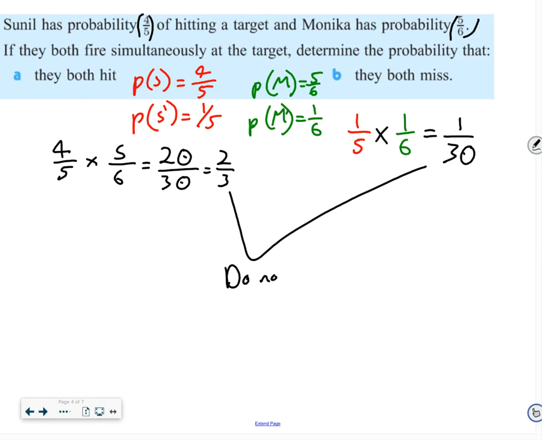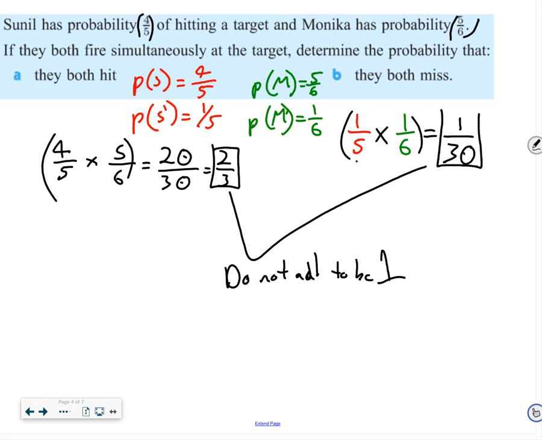Do not add to be 1. Well, why is that? Well, you could have where Sunil hit and Monica didn't, and you could have the vice versa where Monica hit and Sunil didn't. So we're still missing some outcomes here, but this is how we could find if they both miss, they both hit, and our final probabilities for 1 and 2.